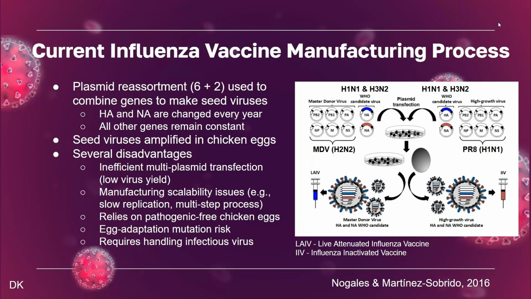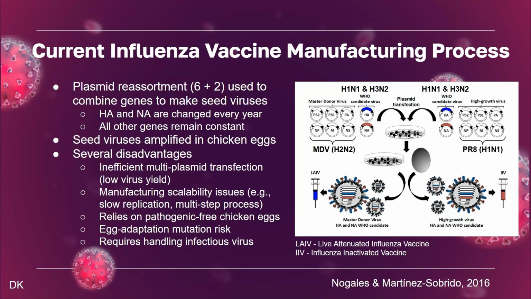Now, one other thing that's important to note with respect to the advancements of the paper is that the current influenza vaccine manufacturing process consists of a plasmid reassortment that's used to combine genes to make what's called seed viruses. And in this case, the 2 antigenic components that change seasonally, namely the hemagglutinin and neuraminidase, come from a WHO candidate virus. But the remaining 6 genes come from the viral backbone. And that viral backbone can either come from H2N2, in the case of a live attenuated vaccine shown on the left, or H1N1 in the case of an inactivated vaccine shown on the right.